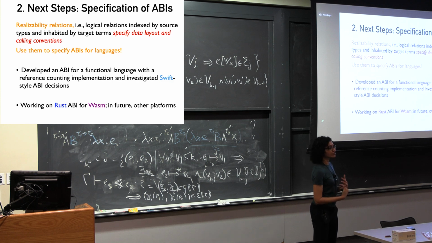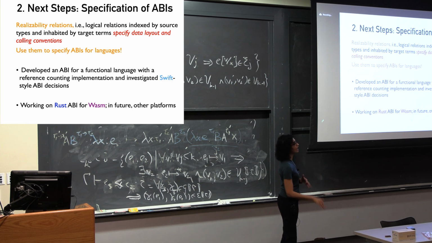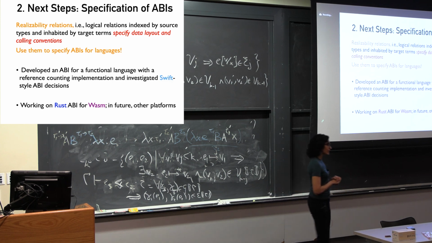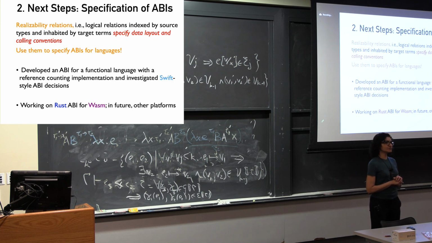So these kinds of logical relations, which are indexed by source types and inhabited by target terms, Andrew points out, they're specifying a lot. They're specifying all the low-level data layout. They're specifying all the calling conventions. They're basically specifying an ABI. So this is a beautiful technique for specifying ABIs.